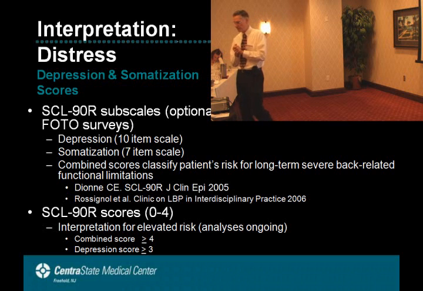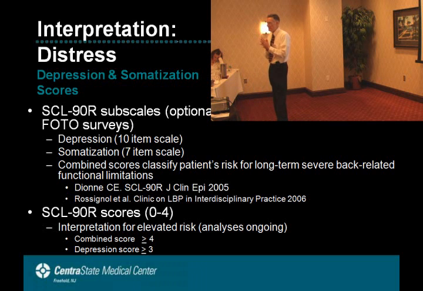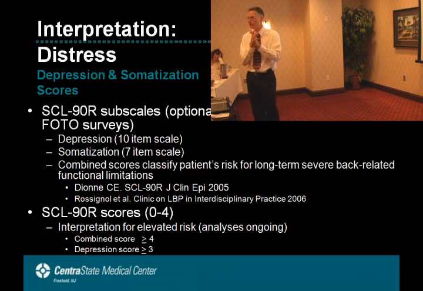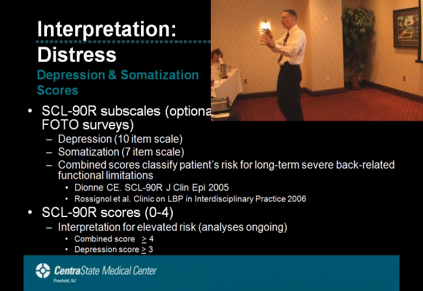And how do you interpret it? Well, the analyses have already been done by Dionne, but as far as the photo scores are concerned, I would start looking at a score of 4. So if you have somatization and depression and the total score is 4, I would start to be somewhat concerned that this may be a confounding factor. Or if the depression score alone is 3 or higher, then I would be somewhat concerned that this may be a factor from which you have to understand how effective you can be.